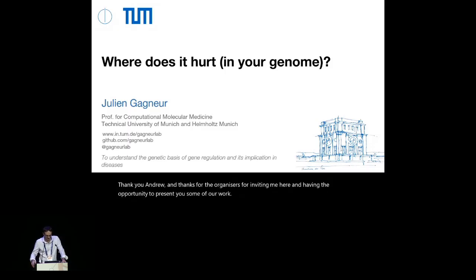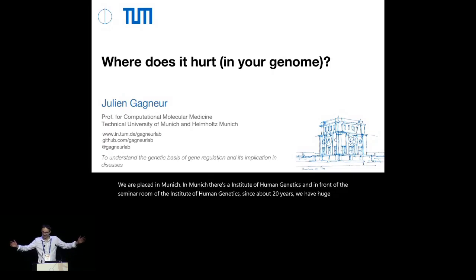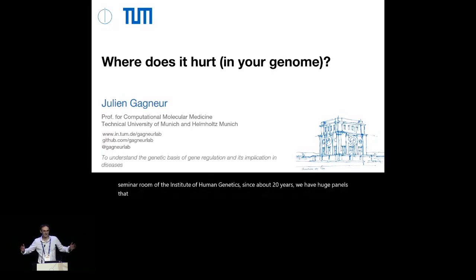We are placed in Munich. In Munich, there's an Institute of Human Genetics, and in front of the seminar room of the Institute of Human Genetics, for about 20 years, we have huge panels that are 1 meter wide and 10 meters tall. And when you approach those panels, you see this, and this is a part of the X chromosome as it was sequenced.